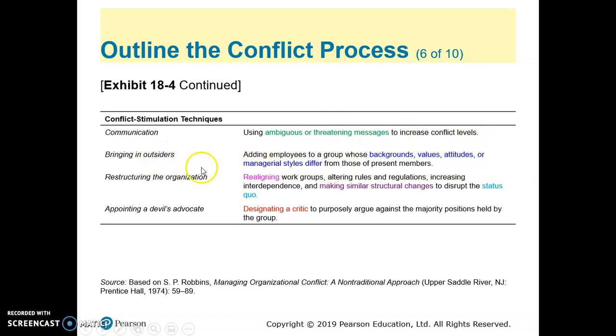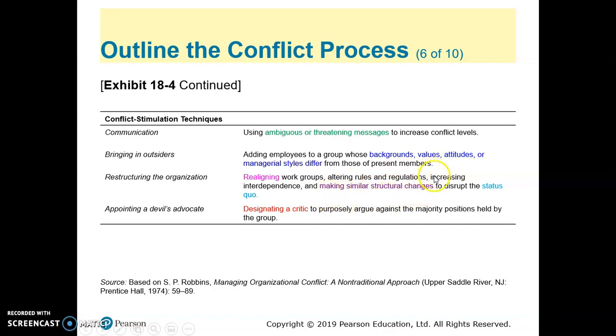And bringing in outsiders: adding employees to a group whose backgrounds, values, attitudes, and managerial styles differ from the rest of the members can create problems or lead to conflicts. Another way that can cause conflict is restructuring of the organization, especially realignments of work groups and altering rules and regulations.